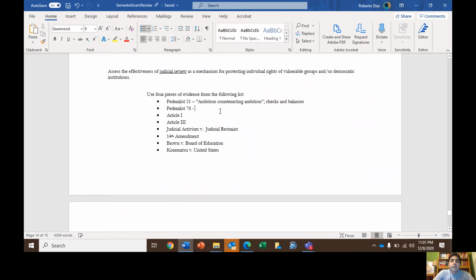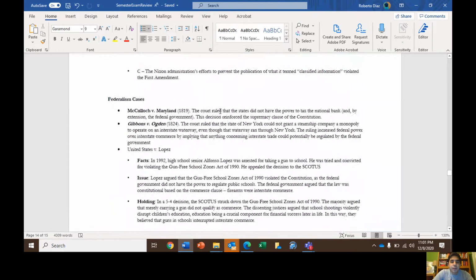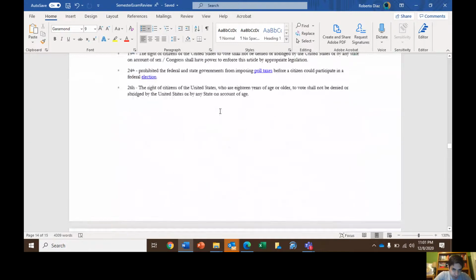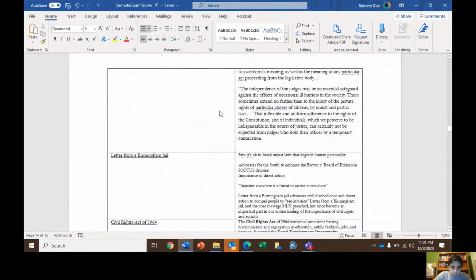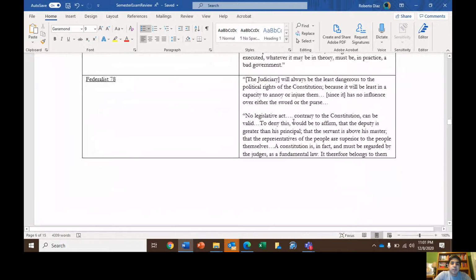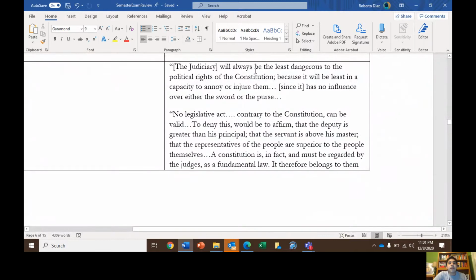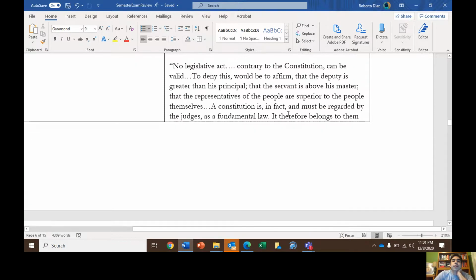We also talked about Federalist 78, but not very long. I want to specifically go to the reference sheet to look at some of the quotes that I included for Federalist 78, which we can see up here. So Federalist 78, here are some of the quotes. It talks about the judiciary. Specifically, it says the judiciary will always be the least dangerous to the political rights of the Constitution because of the least capacity to annoy or injure them, since it has no influence of either the sword or the purse. The sword being a reference to the executive branch and the purse being a reference to the legislative branch.